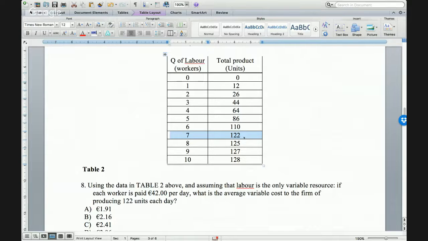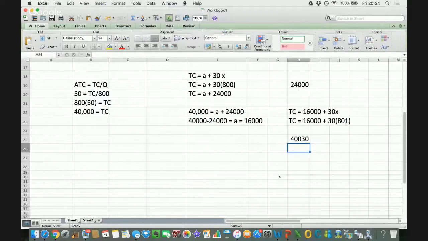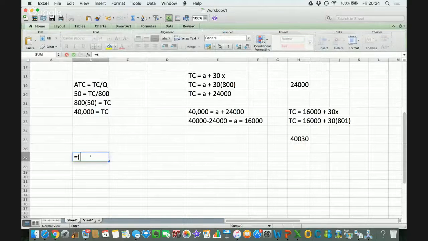So what's the total wage? Well, the total wage is going to be 7 at €42 per person. And I'll do that in Excel. Just do it here. 7 by 42. Okay, so that's your total cost, that's your total variable cost. €294 is how much it's costing you to employ the 7 people.